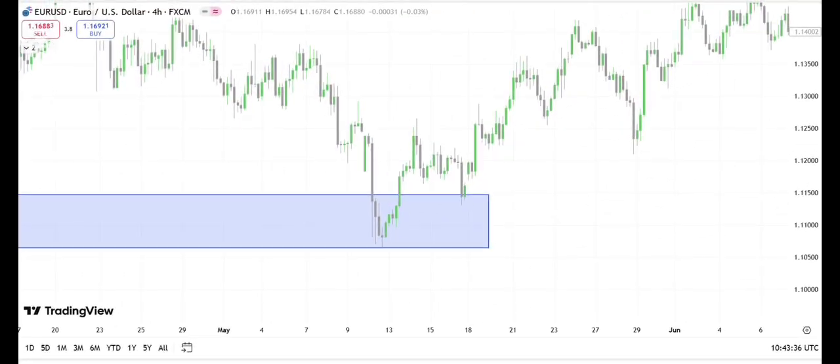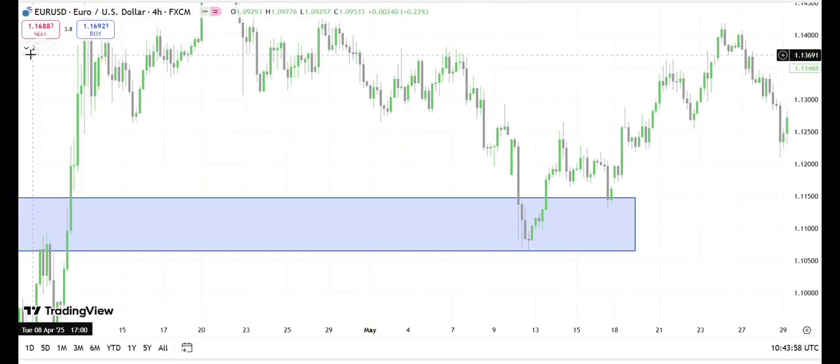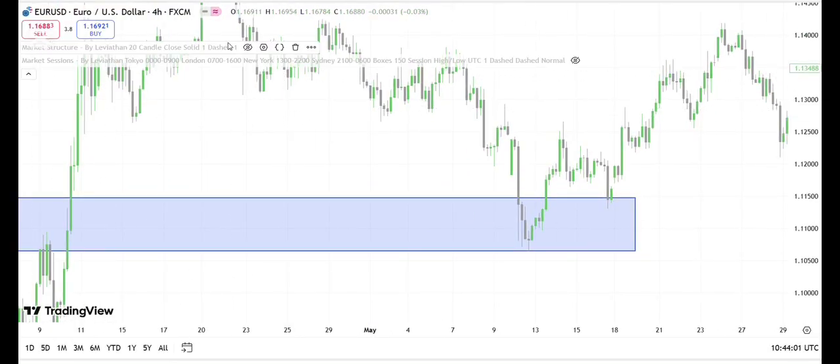And always remember to look at the bigger picture. Zoom out, don't take trades based on a single candlestick without checking the trend, market phase, or session timing. What I mean by session timing is you have the Asian session, the London session, and the New York session. If you want to know how to put sessions on your chart, I have a video for that, so you can go and watch that video.